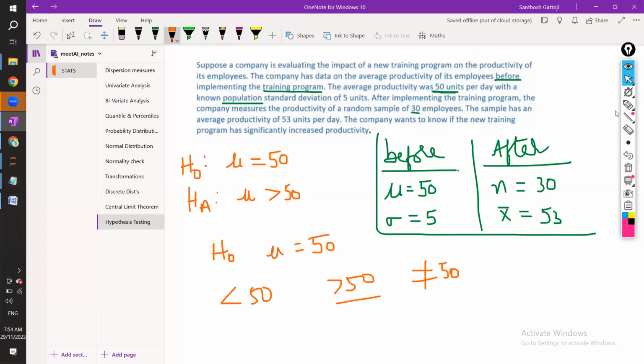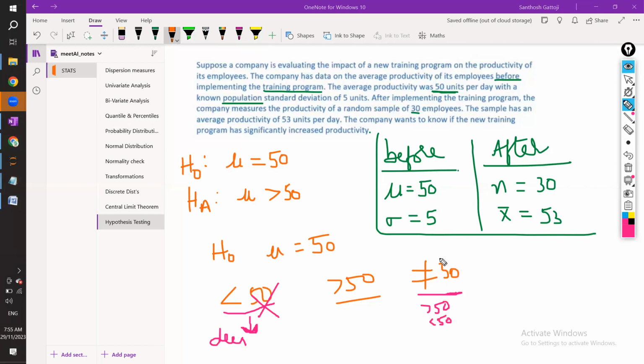Because I'm not interested in less than 50. Less than 50 means the training is not increasing productivity; it is actually decreasing it if the new result is less than 50. So I don't want this. If it is not equal to 50, that can be greater than 50 or less than 50. I'm not sure.